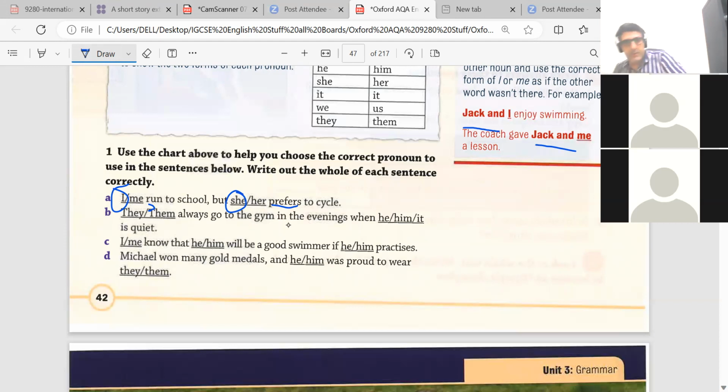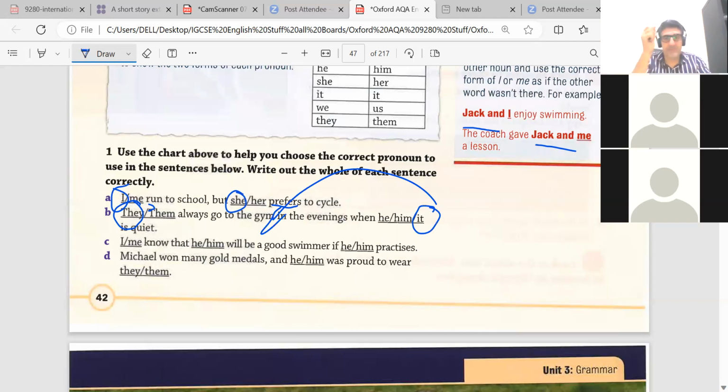They always go to the gym in the evenings when it is quiet. He is quiet. So here no, he, sorry, it. Why? It refers to what? The gym, the place, right?